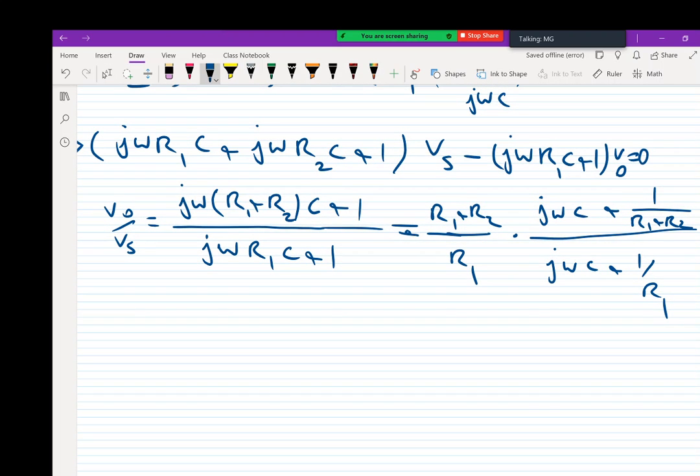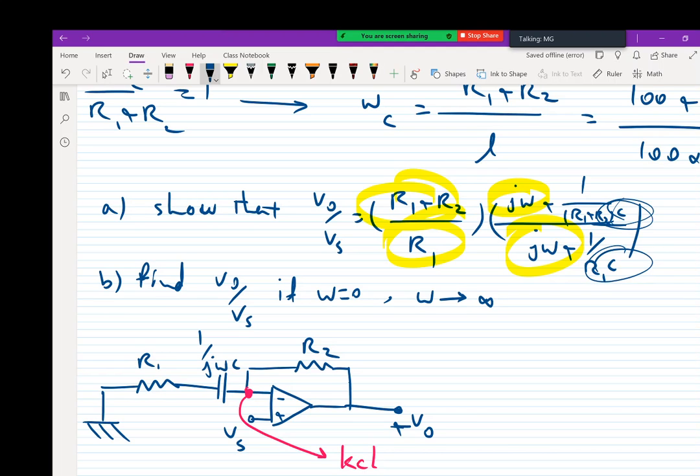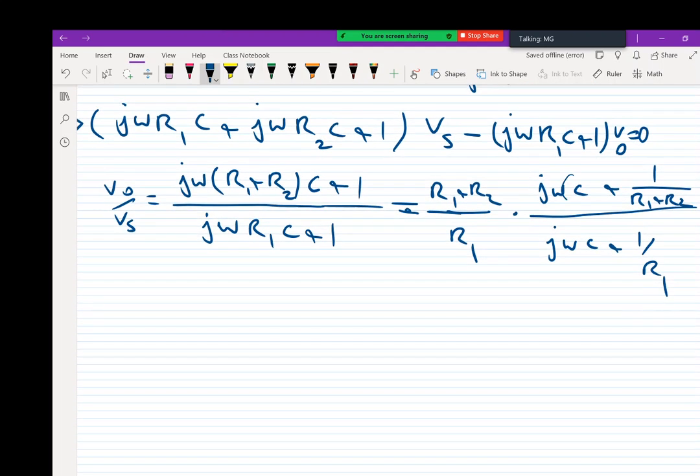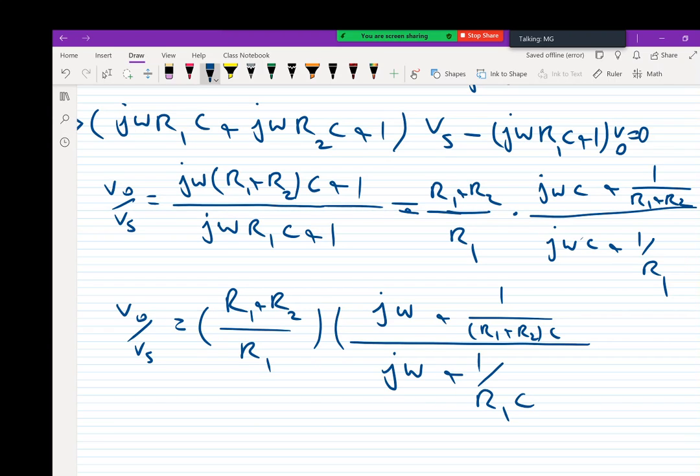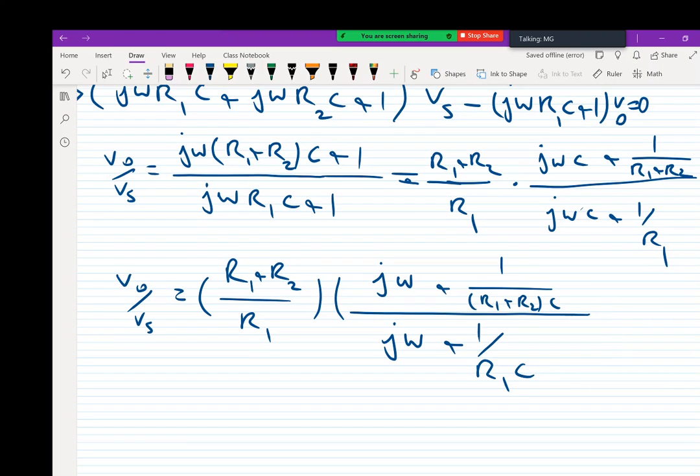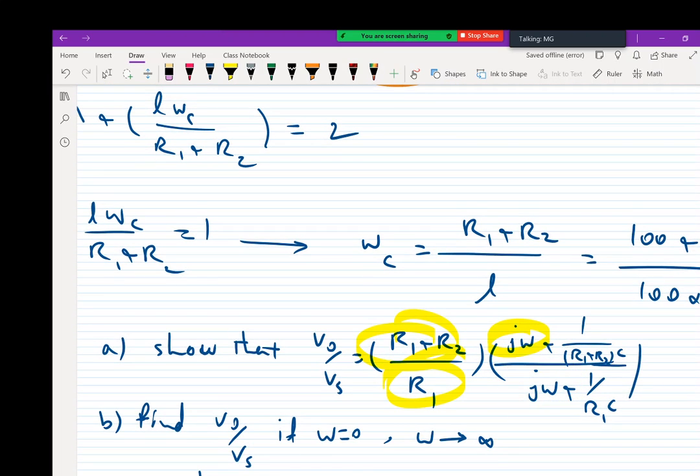Okay, so what else can we do? If we compare it here, the C is in the denominator, but here we have C in the numerator for both parts, so we divide everything by C. So we say VO over VS is equal to R1 plus R2 over R1 times, dividing by C in this term, J omega plus 1 over R1 plus R2 times C. In the denominator, we will have J omega plus 1 over R1 C. And if you look at this function, we see that it's exactly the same as what was asked in the problem. Any question?